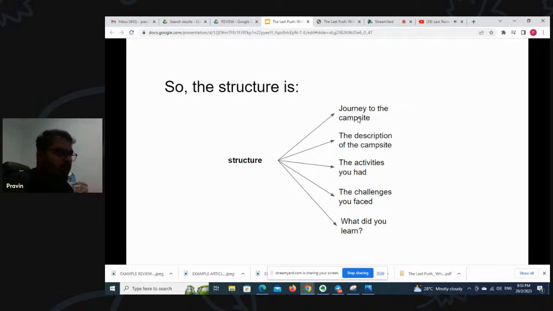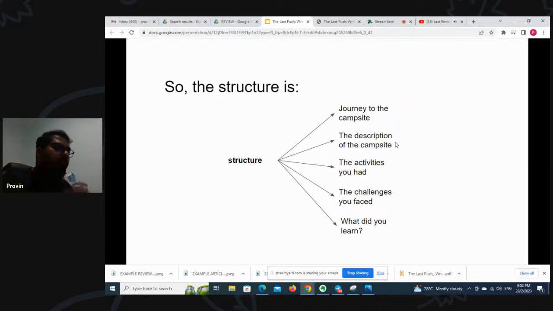We were singing songs in the bus. We were so happy. We were so excited, as this is our first camping after the pandemic. Okay, itu journey dia. And then, description of the campsite ni akan jadi perenggan kedua.